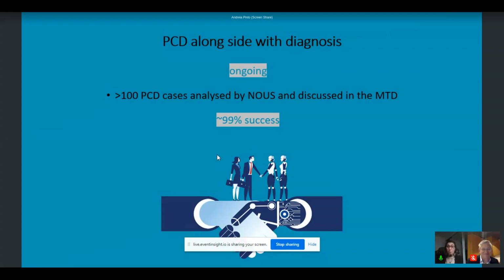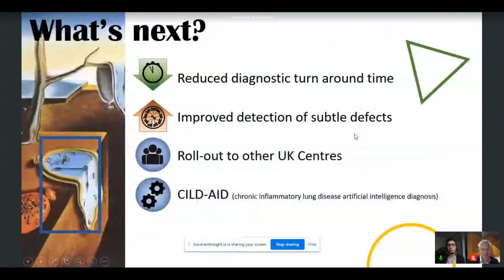And until now, we have around 99% success in matching what the expert thinks when he's analyzing this data in the service, in the clinical stream. So this is really, really good. And this is what we are doing. This is a kind of validation process, which is giving brilliant results.